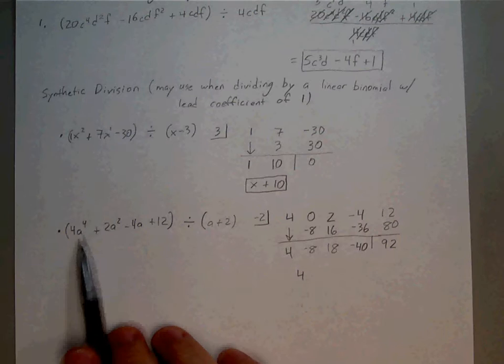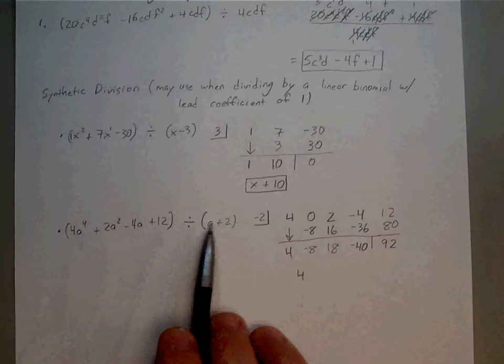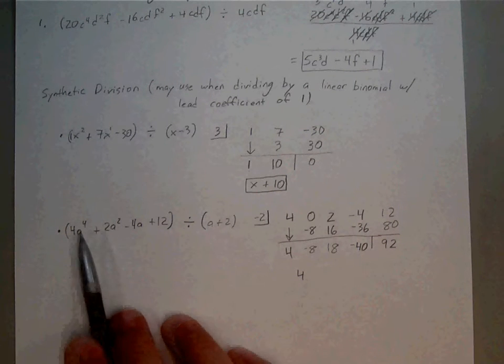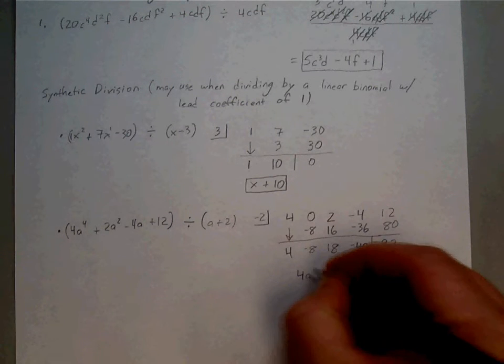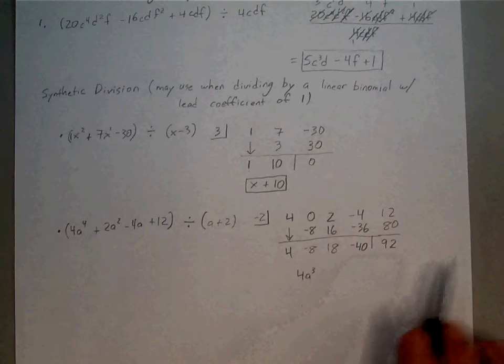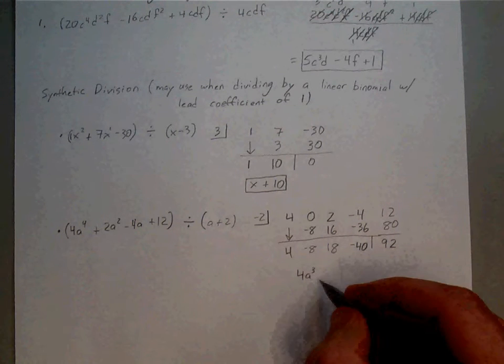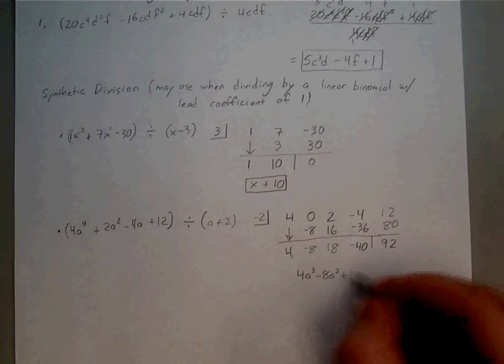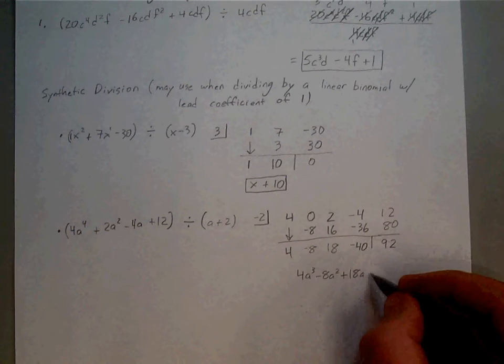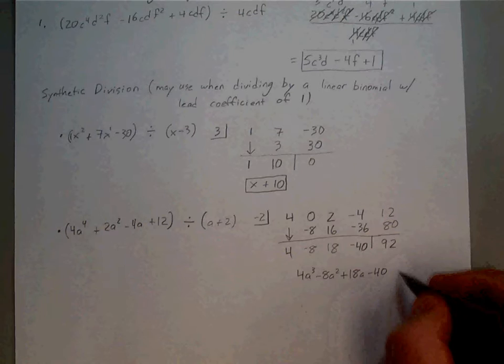Remember the previous one started with a to the 4th. We divided by a, so we descend a degree, 1 degree. So if we start with a to the 4th, this is going to be a to the 3rd. So 4a to the 3rd, and now I descend from there. So minus 8, that would be a squared, plus 18a, minus 40 is my constant. Then I have plus a remainder.